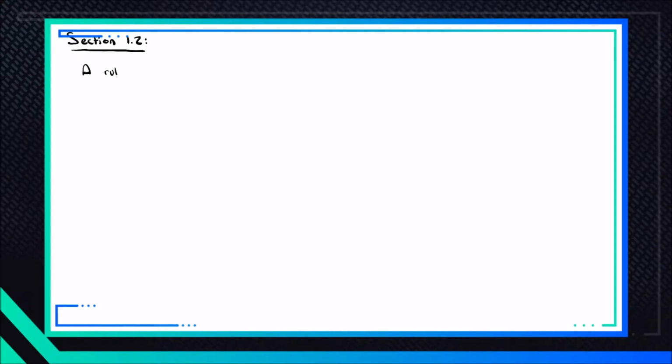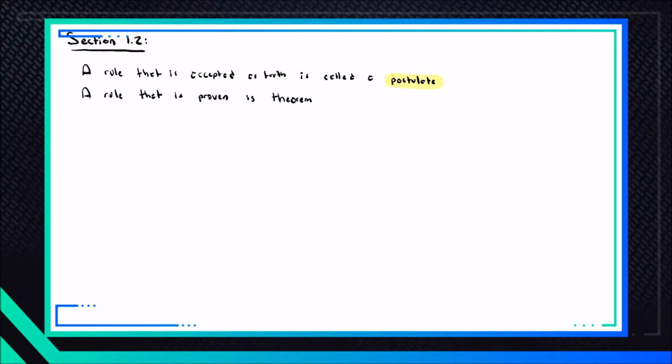rule that is accepted as truth, so anything that you say that this is true because it's true, is going to be called a postulate. And if you have a rule that must be proven, so a rule that you prove is called a theorem. So in mathematics, there is some things that are just given to be true.